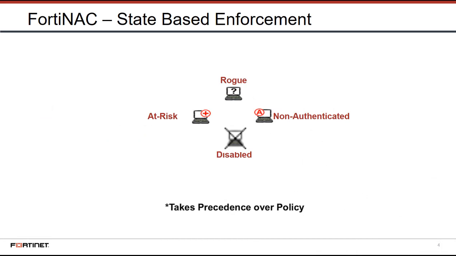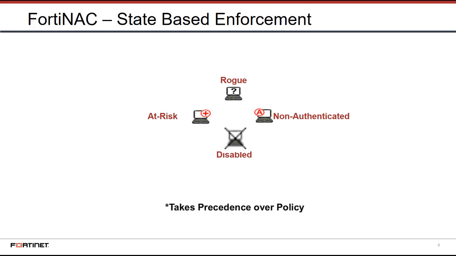When we talk about state-based enforcement, there's really four primary states that a host can be in the FortiNAC database. Starting at the top on this slide and working around clockwise, we have the concept of a rogue. A rogue is any unknown device. The icon is a PC with a question mark on the screen. This doesn't have to be a PC. This is any device that is connected to the network that the FortiNAC does not know what it is. It has not been identified, it has not been classified. It is just a physical address that was seen connected on a switch port or through a wireless connection.